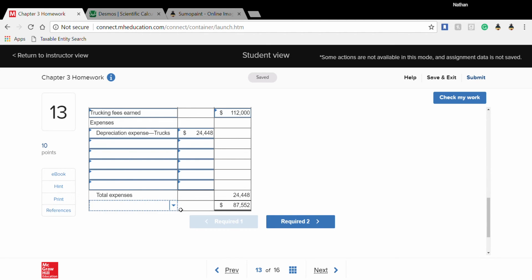Most likely again, watch this one. Right here, the blank under total expense, you want to see net income or net loss. This is positive, which most likely is what it's going to be, so you'll put net income. If it happens to be negative, you're one of the lucky few that get negative, so you put net loss.